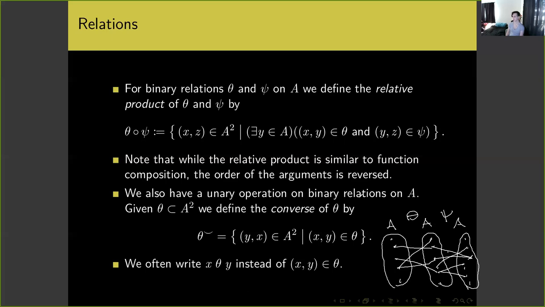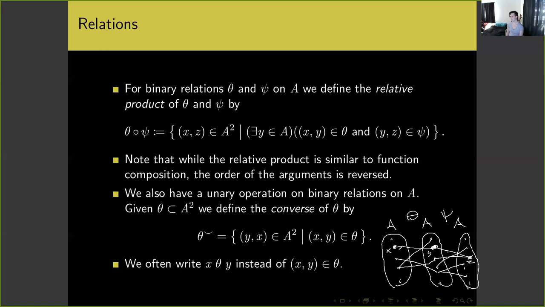Now, in order to have a pair XZ be in the relative product of theta and psi, I need there to be some Y in this middle copy of A, so that if I start off at X and I travel over to Y, then I can find a pair in psi so that YZ is in that pair. So in this picture, we would have that XZ is in the relative product because there's at least one Y, so that I can go from X to Y and then Y to Z.